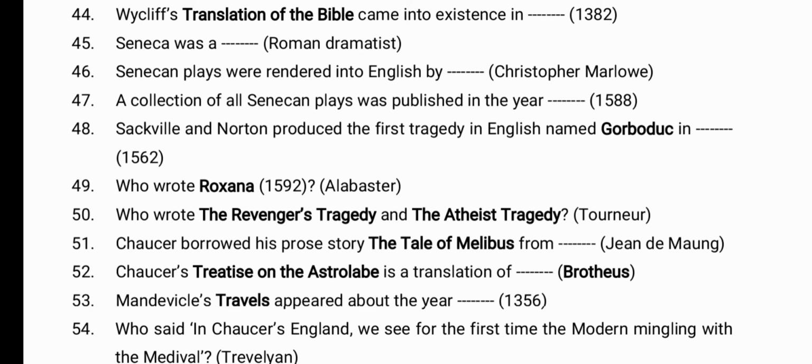Chaucer borrowed his prose story, The Tale of Melibee, from Jean de Meun. Chaucer's treatise on the astrolabe is a translation of Messahalla. Mandeville's Travels appeared about the year 1356. Who said, "In Chaucer's England we see for the first time the modern mingling with the medieval"?